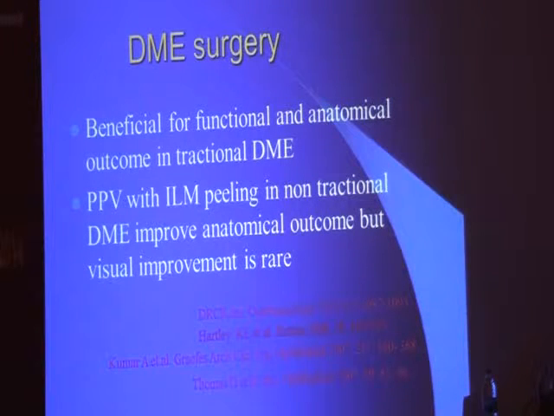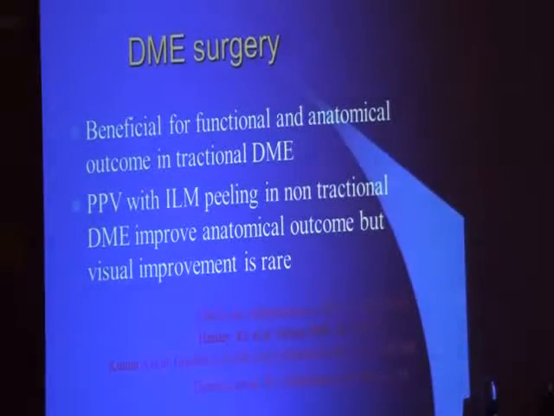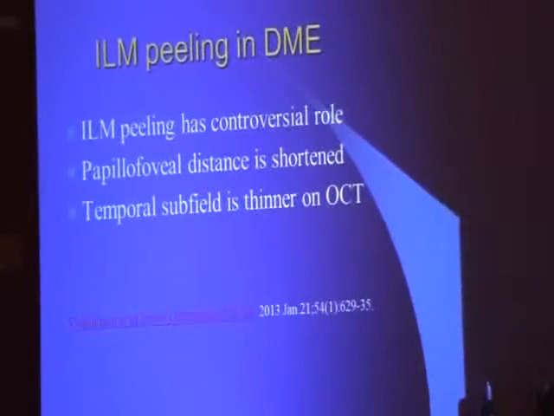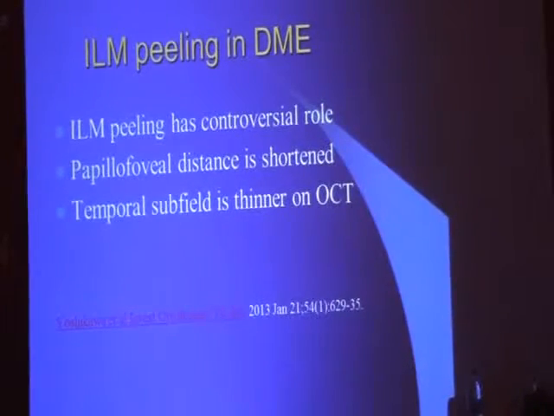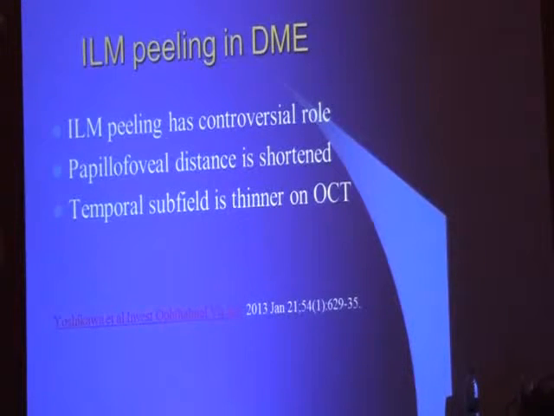I think the beneficial effect, both functional as far as the ILM is concerned, I think there is a publication from Dr. Atul also here, and we are not really sure at this time if ILM peeling in non-tractional DME really improves the outcome. It does improve the anatomical outcome, but functionally it has been debatable, and most of the time it doesn't. And there has been a debate about whether ILM peeling leads to papillofoveal distance being shortened, the retina getting thinner, as I showed, and up to 20% ganglion cell loss has been reported by some people.